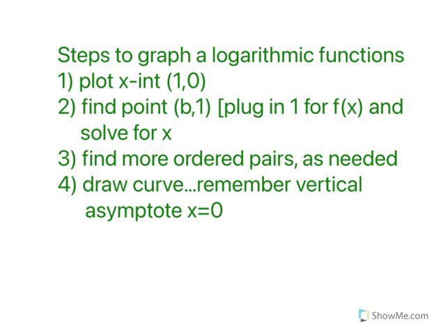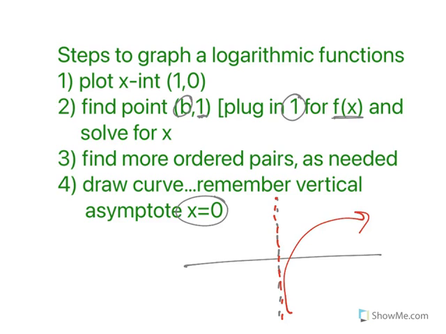So we're going to graph that first. Then we're going to find a point where y is 1, meaning we plug in 1 for the y value and solve for x, where b is just a random number. We'll find more ordered pairs as needed, and then draw the curve, remembering the vertical asymptote. When we have our axes, the vertical asymptote is at x equals 0, meaning our graph is going to look something like this. It cannot touch that vertical axis of x equals 0.